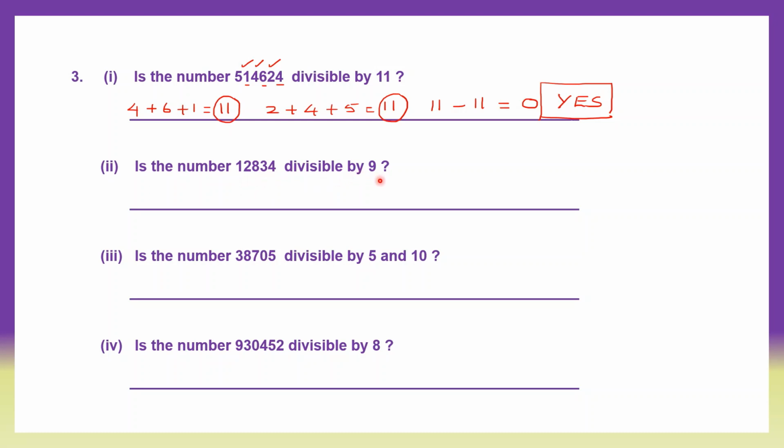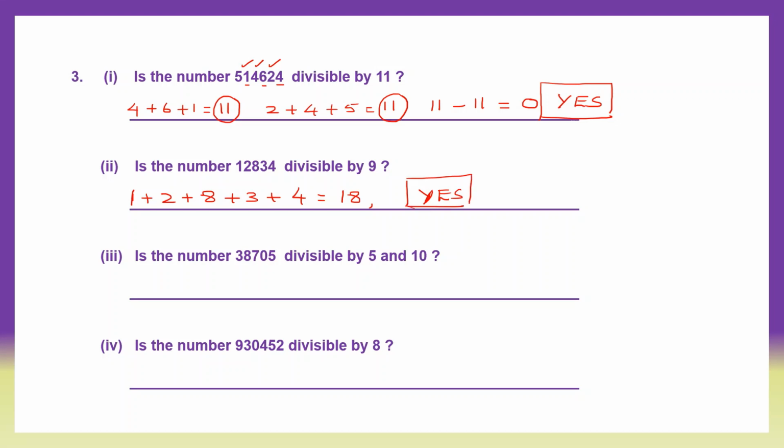Question 2, is the number 12,834 divisible by 9? Now what is the test for 9? We have to add up all the digits. So let's add up 1 plus 2 plus 8 plus 3 plus 4. Let's add up and see what we get. So we have 1 plus 2 is 3, 3 plus 8 is 11, 11 plus 3 is 14, 14 plus 4 is 18. Now 18 is in the tables of 9, isn't it? 9 twos are 18. So the answer to this is yes, this number is divisible by 9.